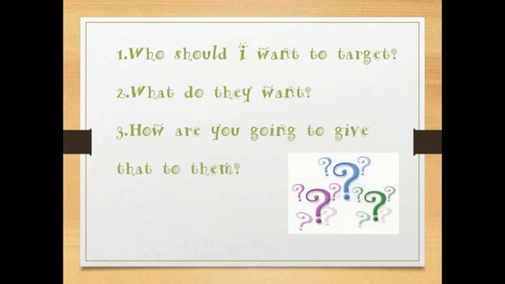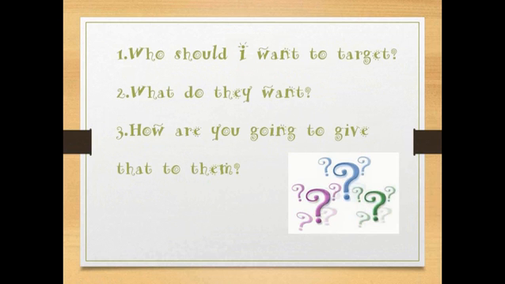So I'd like to begin by having you write down a couple of notes here. If you'll grab a pen, I'm going to give you some things to consider when you start to think about who it is that you should be targeting with your marketing, keeping in mind that you can't be everything to everybody. So please grab your pen. Here's the list that I'd like you to write down. Number one, who should I want to target? Number two, what do they want? Number three, how are you going to give them what they want?